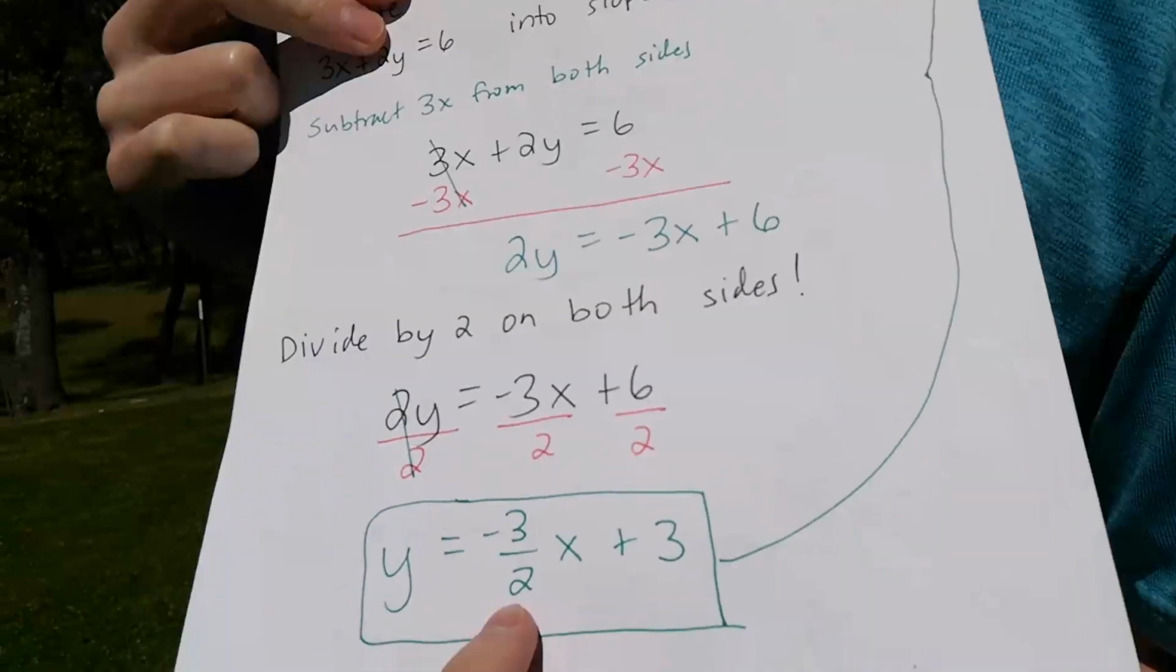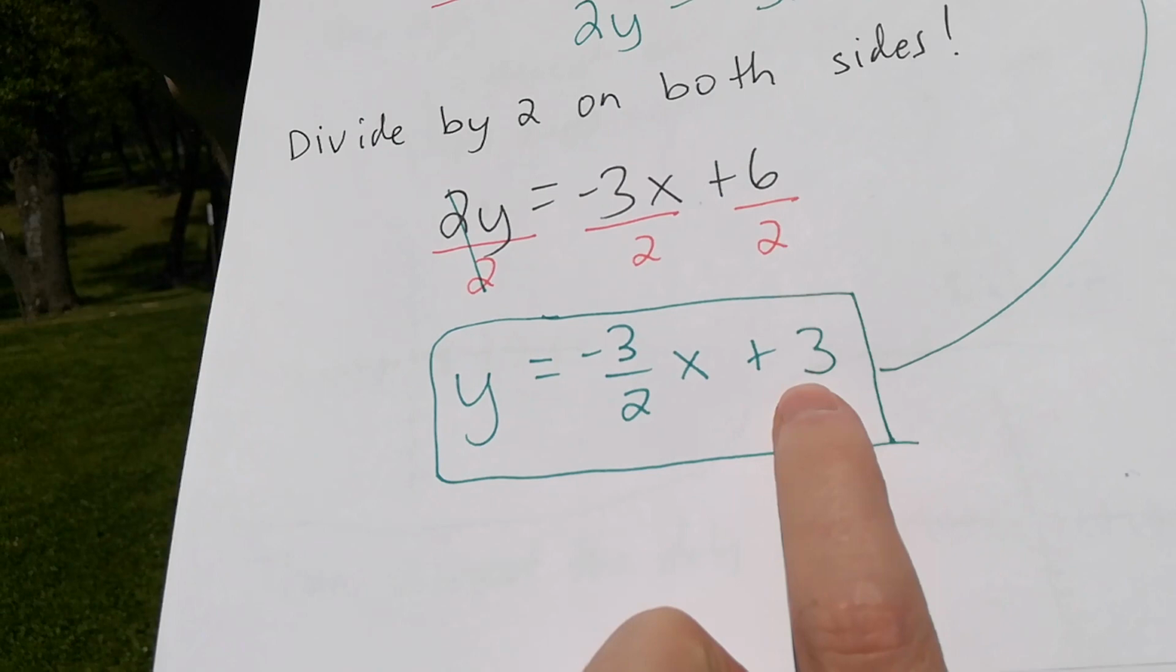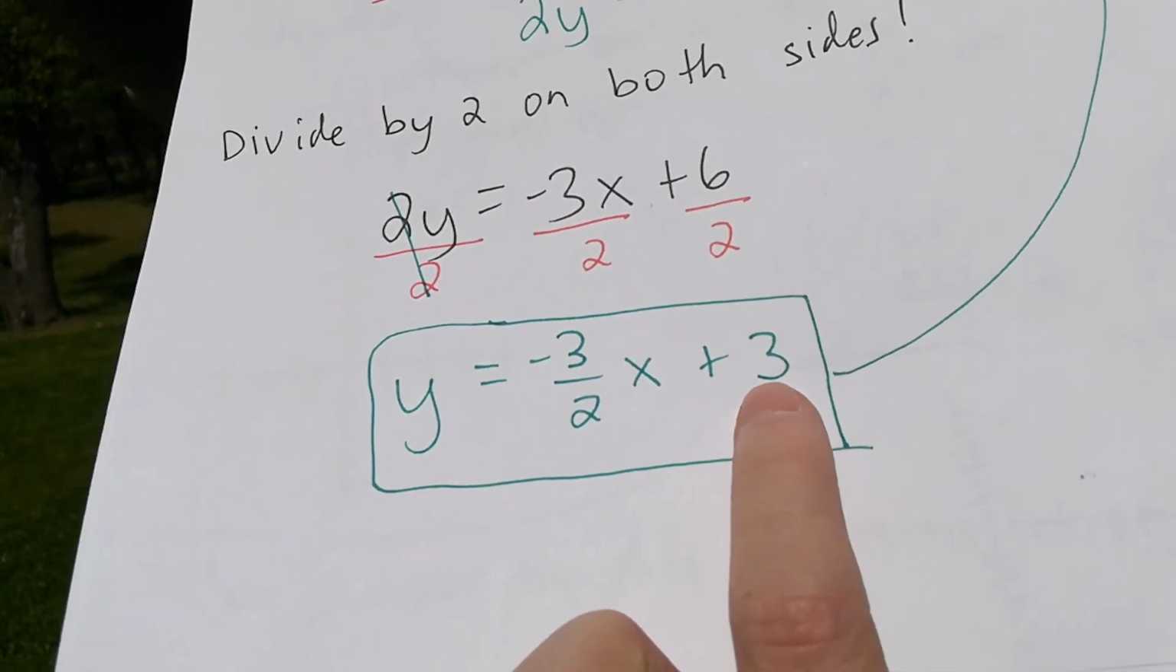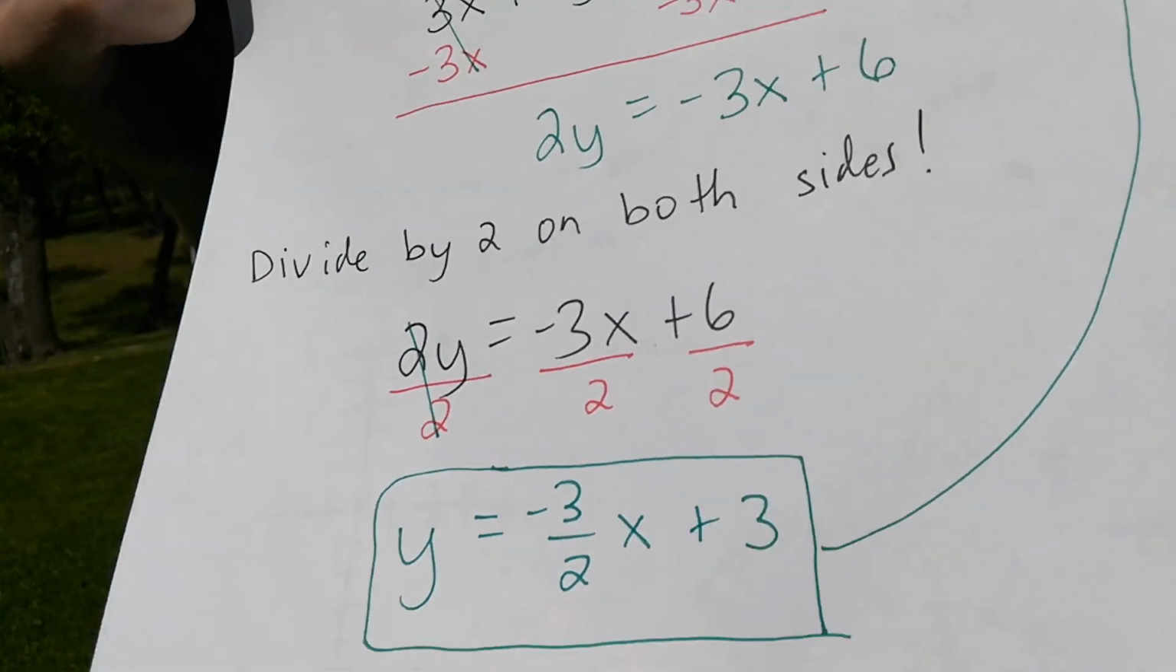So m goes right there because you need your slope. And then this is your b value, your y-intercept, where it hits the y-axis. So this says it hits the y-axis at 3, and then the slope says go down 3 and over 2. Okay, next problem.